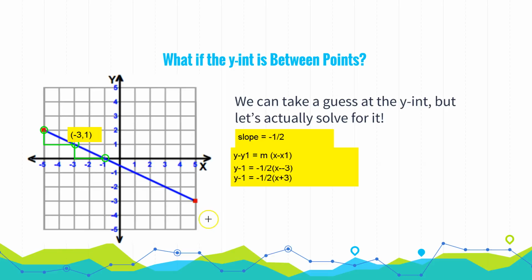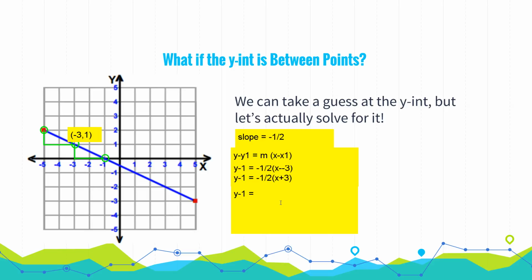That's just going to simplify things a little bit down the road. Then we can distribute that -1/2 inside. Remember, distribution is just multiplication. So we're going to do -1/2 times x and -1/2 times 3. But that y minus 1 on the front is just going to stay there.